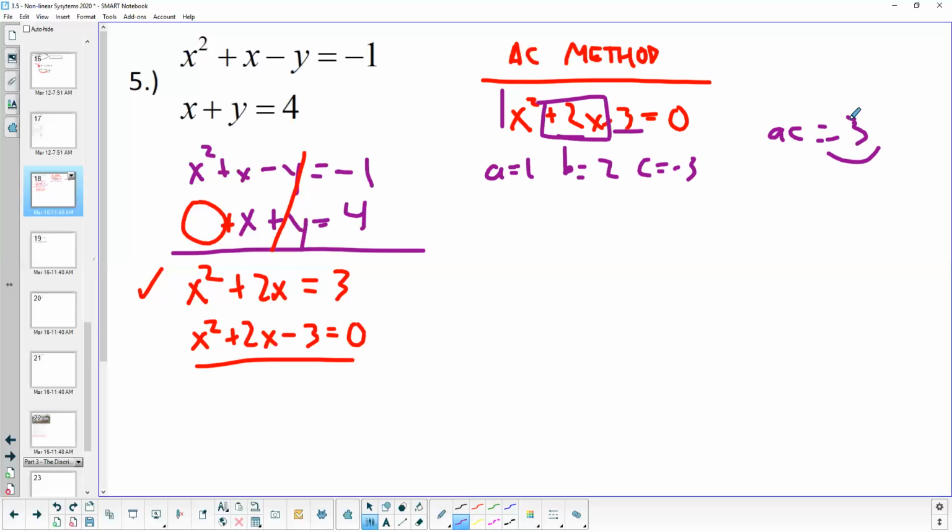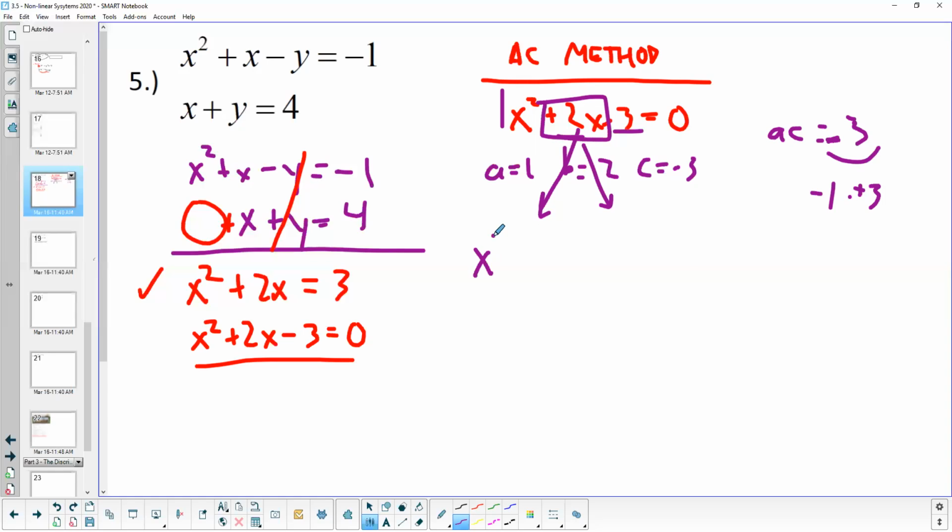And so I'm looking for numbers that multiply together to equal negative 3 that will somehow give me positive 2. Luckily for us, 3 is a prime number. So the only numbers we can use are 1 and 3. But I need this to be a negative 3, so one of these two numbers has to be a negative. And so since I want this to be a positive 2, I'm going to make the 3 positive and the 1 negative.